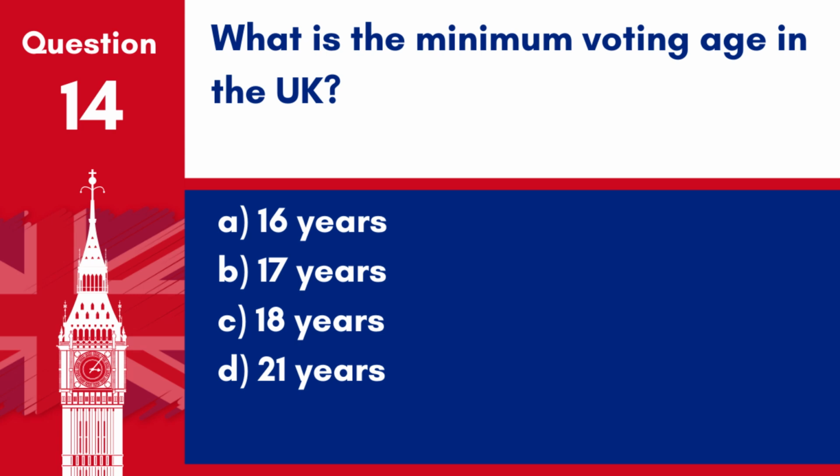Question 14. What is the minimum voting age in the UK? A. 16 years. B. 17 years. C. 18 years. D. 21 years. Answer. C. 18 years. The minimum voting age in the UK is 18 years.